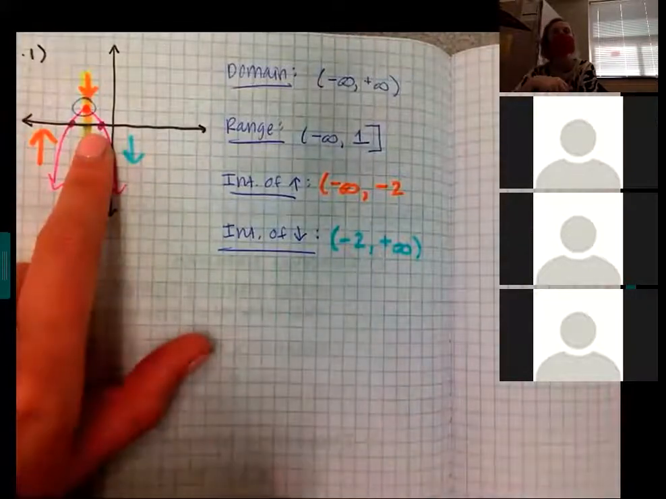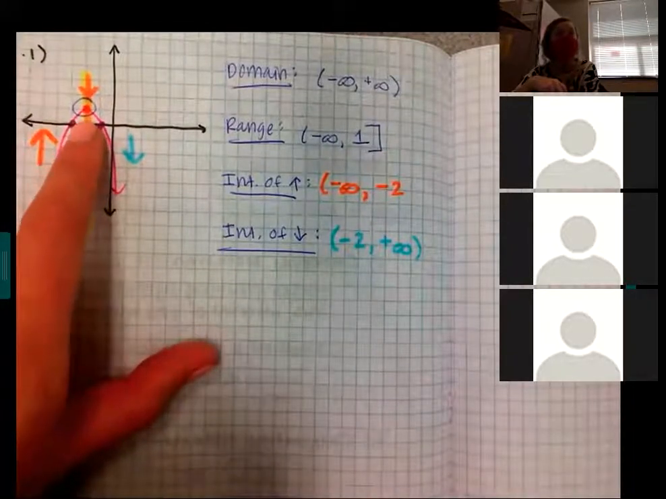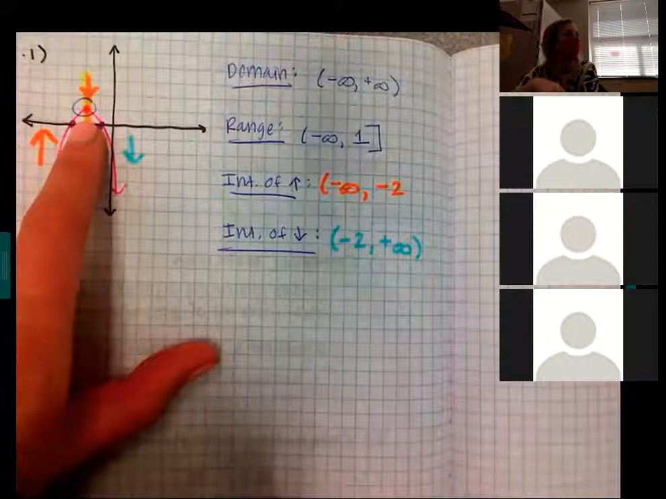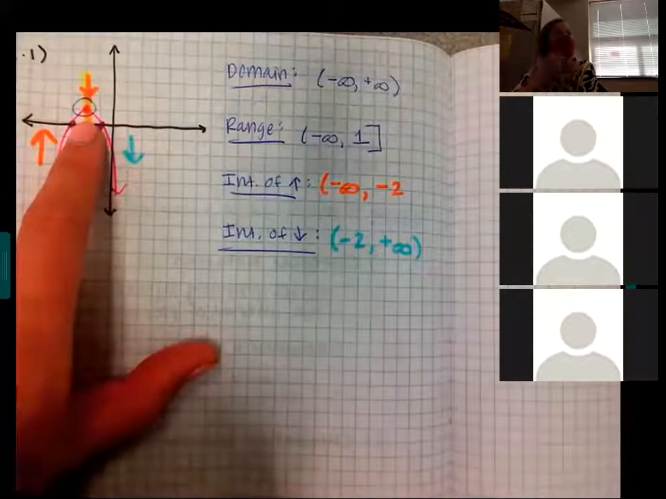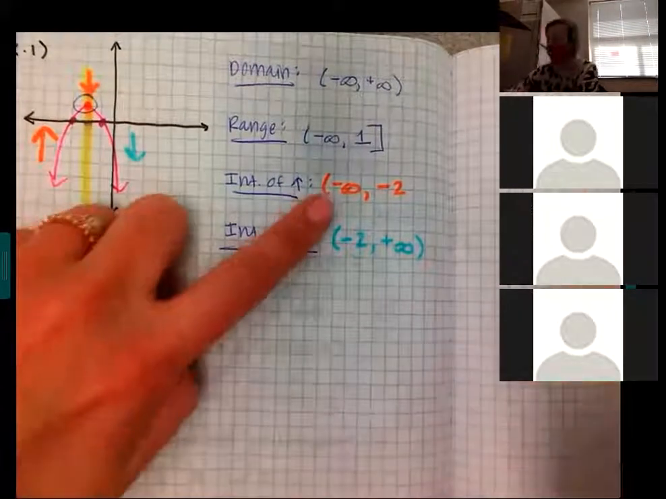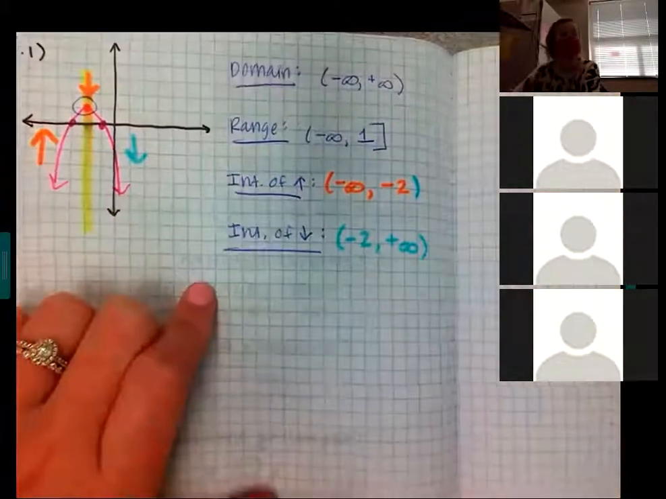It's so fun. When you're stopped up there, are you increasing? Nope, so you can't include it. Are you decreasing? Nope, so you can't include it. You're just sitting there. You're doing nothing. So both of these are going to have parentheses.